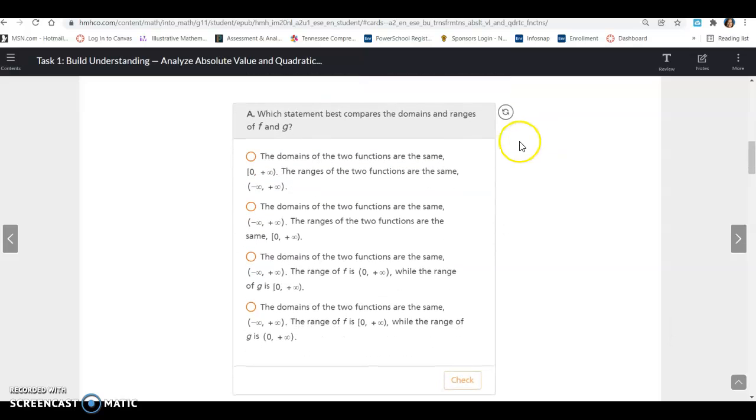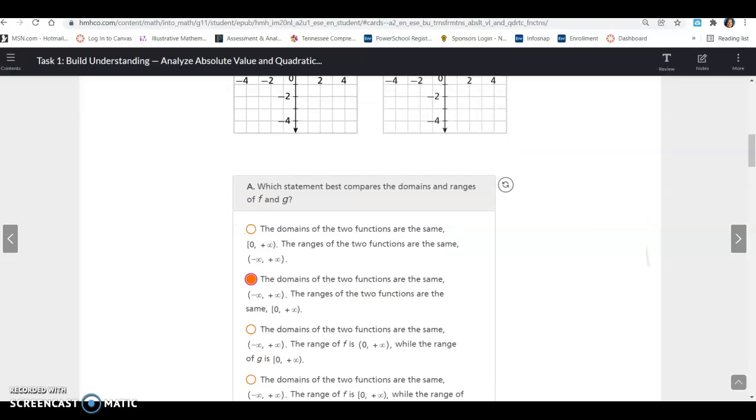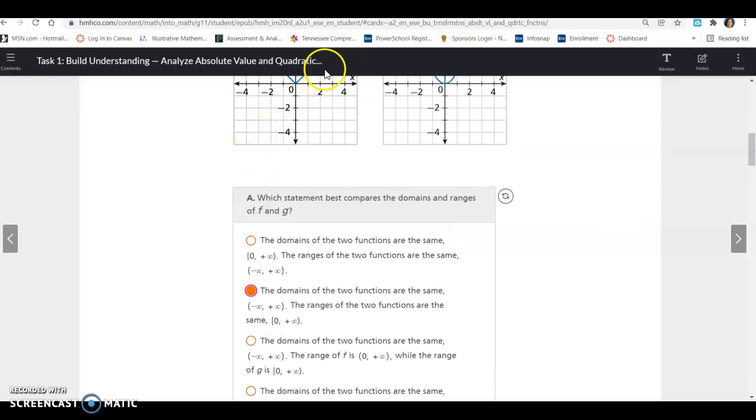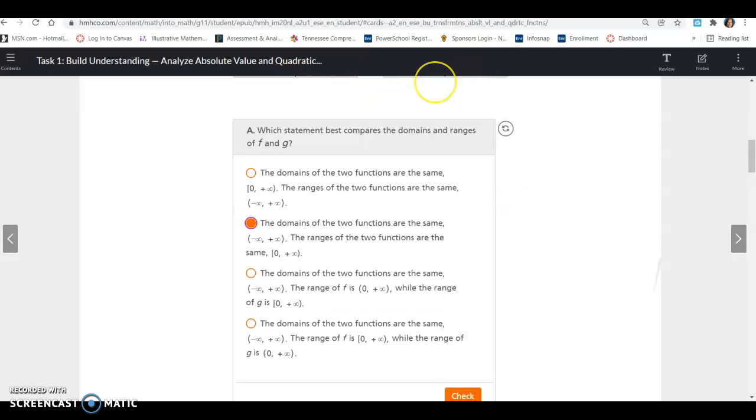So let's see what the second one says. The domains of the two functions are the same, negative to positive infinity. Okay, that part's true. The ranges of the two functions are 0 to infinity. Remember, the bracket means it's included, and since these come down and touch and go back up, and it's a solid, consistent line, those would be included.